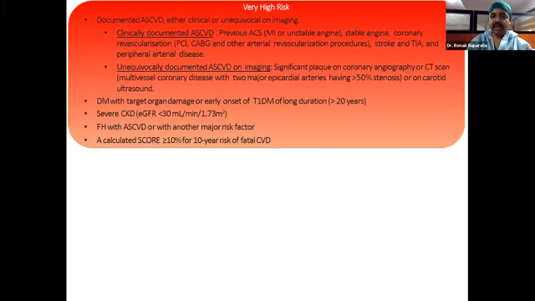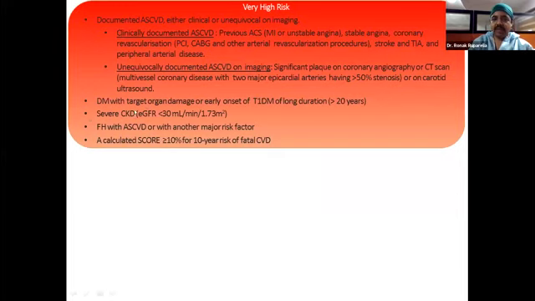The patient can be categorized into various categories like very high risk group, low risk group, and moderate risk group. Very high risk group is a patient who has documented atherosclerotic cardiovascular disease. It can be documented either clinically or on imaging. Imaging means CT calcium scoring or CT coronary angiography. Then diabetes with target organ damage, or early onset type 1 diabetes with a long duration of more than 20 years, is again a very high risk group.